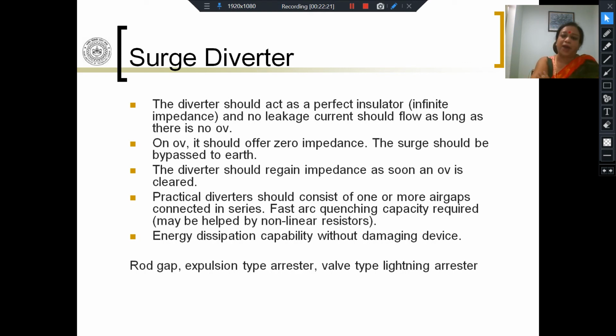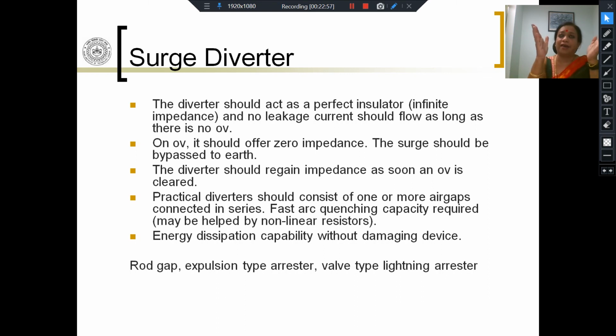So the practical diverters generally consist of one or more air gaps which are connected in series. We will discuss air gaps and breakdown of air gaps later, but you can imagine you can have the air gaps in such a way that they are set to break down at a particular voltage, at a particular stress. So you manage the gap distance and the cleanliness and everything, and enclose it in a tank. Most of the time, that's what we will do. We will not leave it exposed to air so that we have better control. So these air gaps will break down.